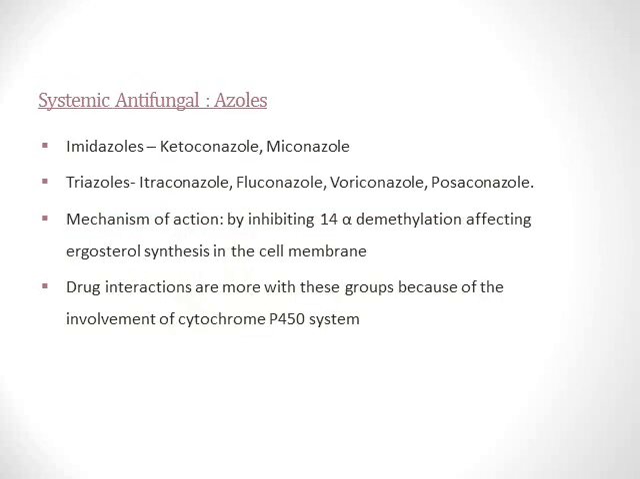What are the systemic antifungal drugs? Azoles are the commonly used ones: ketoconazole, itraconazole, fluconazole, voriconazole, and posaconazole. Nowadays, we are using more of itraconazole. Earlier, we used to use a lot of fluconazole, but of late we are using itraconazole more commonly because of the changing drug profile, changing drug sensitivity, and resistance. The mechanism of action is by inhibiting 14-alpha demethylation, affecting ergosterol synthesis in the cell membrane. Drug interactions are more with this group.